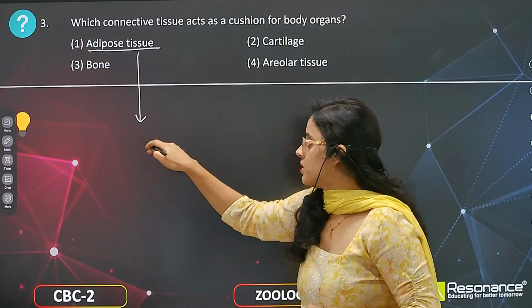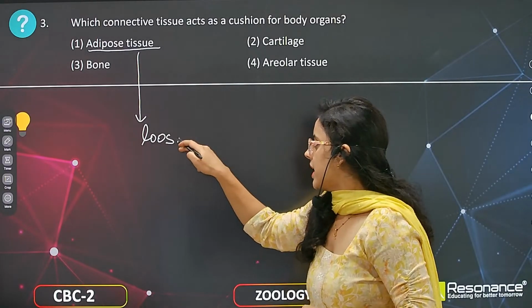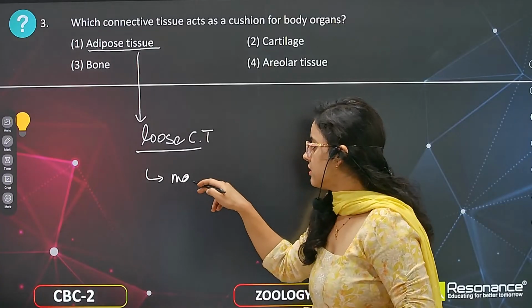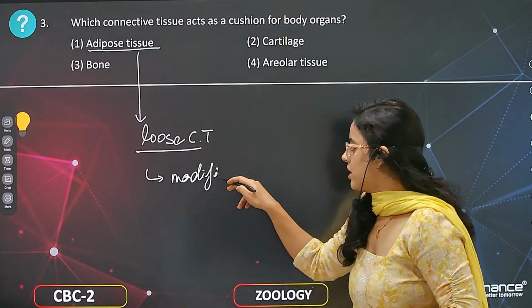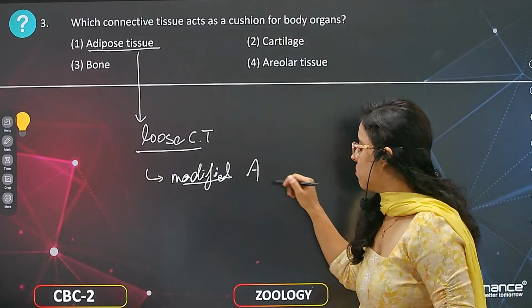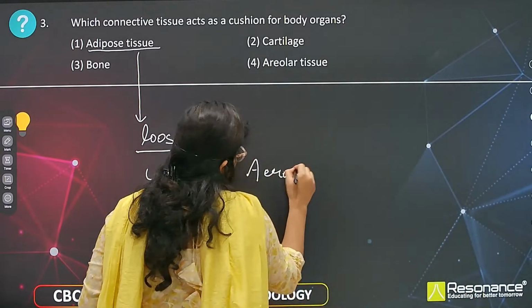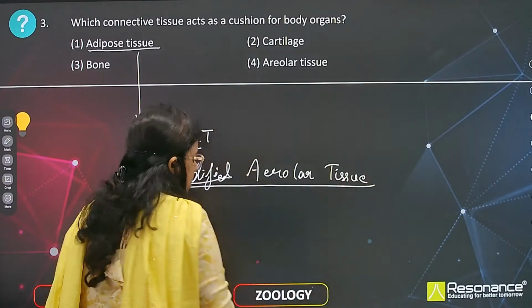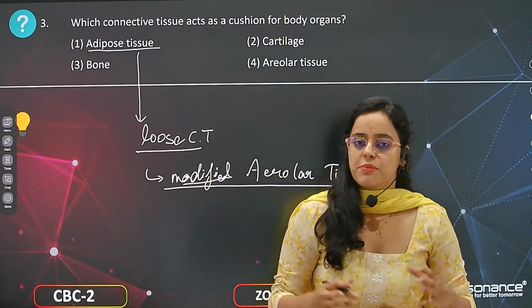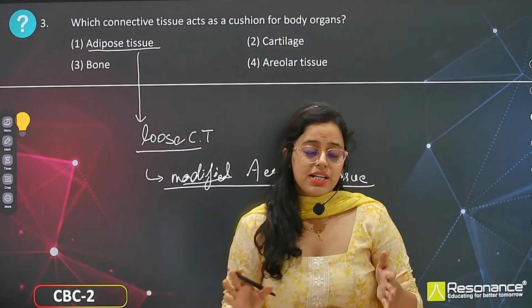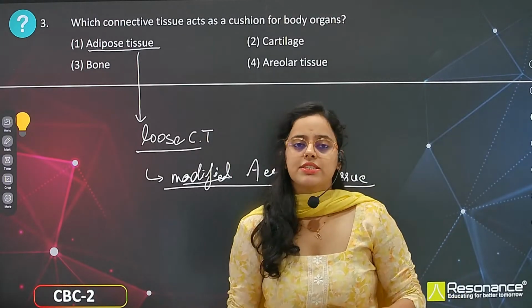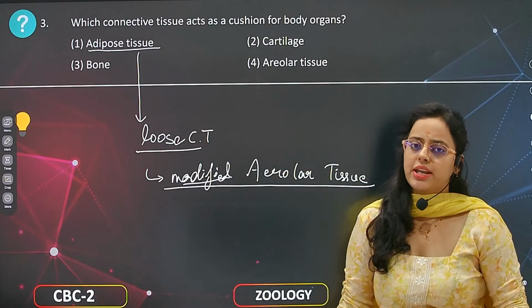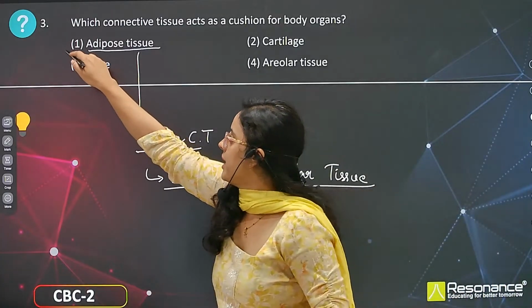Adipose is a loose connective tissue type, and it is modified areolar tissue. Why is it called modified areolar tissue? Because areolar tissue consists of different types of cells, fibroblasts, mast cells, macrophages, but it doesn't have fat cells. When the fat cells are present, then they are called adipose tissue. This is the difference between adipose tissue and areolar tissue. So the answer is going to be adipose tissue.